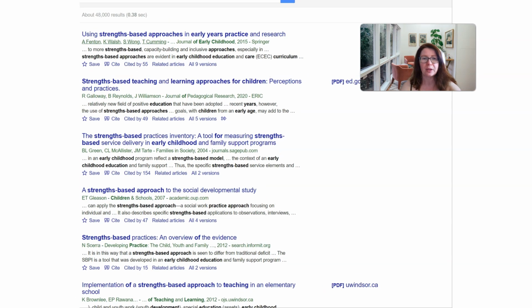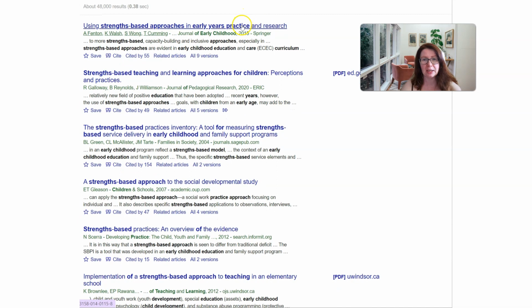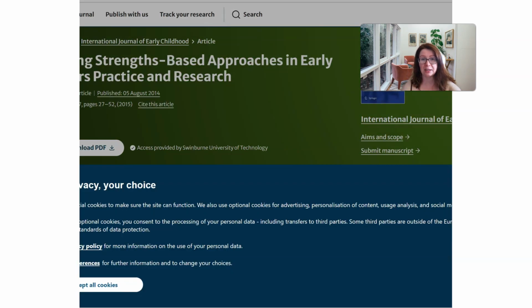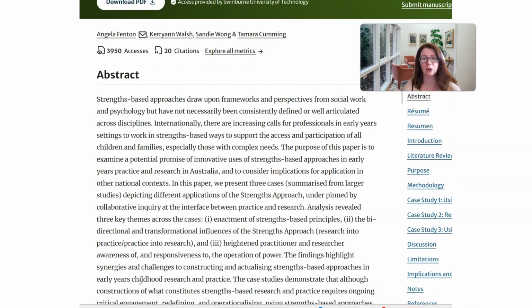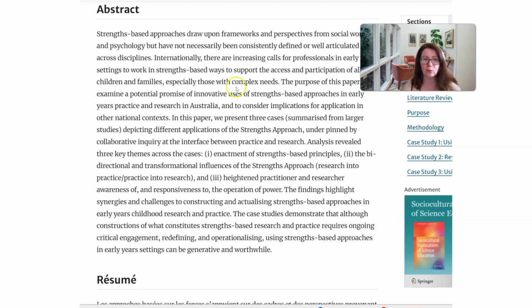So we have strengths-based approach in early years practice and research. We can also look at this one. That's from 2020. That's one of the most recent. And read about the effectiveness of this approach. I'm not going to do it now. But looking at the abstract, you can see what this paper is about. They consider implications for this approach, which is very important. They looked at 3 case studies, and then they talk about what they demonstrated.